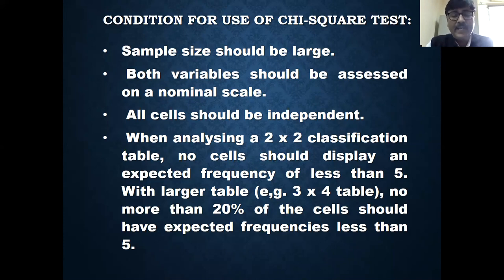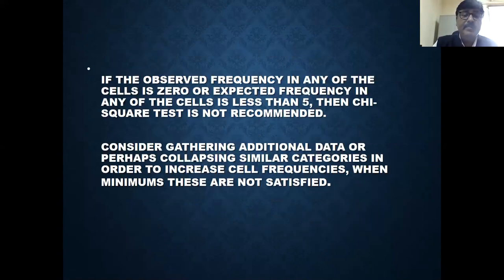And with a larger M by N table, like a 3x4 table, no more than 20% of the cells should have an expected frequency less than 5. If this minimum requirement is not met, you cannot use the chi-square test. If any cell contains zero values, we also cannot use the chi-square test. Keep that in mind. This minimum requirement is very important.